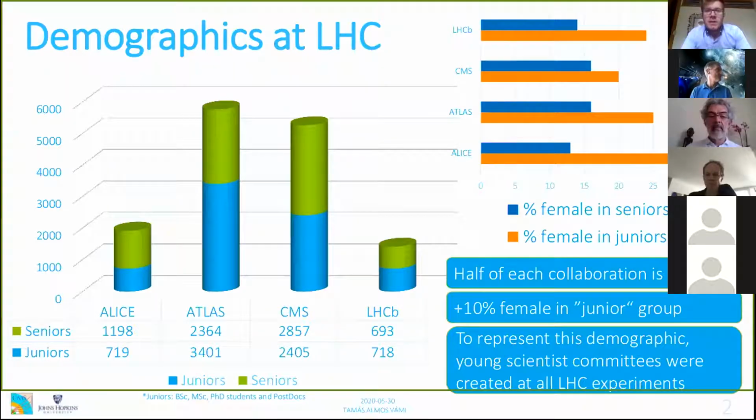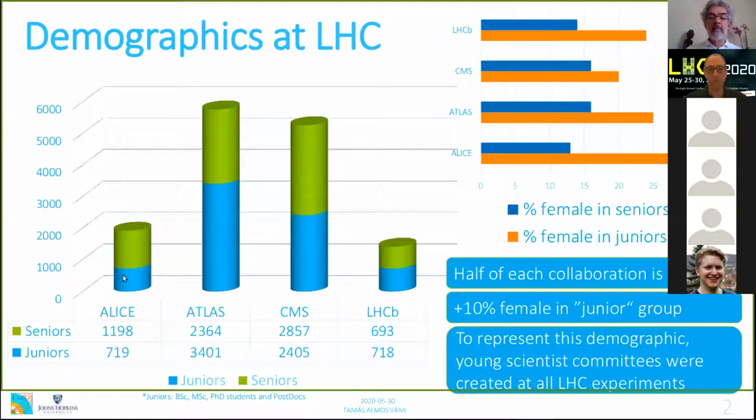As an introduction, let me show you two plots with the demographics at LHC. On the left plot, we see each collaboration at LHC in a different column, and the colors mean that with the blue, we denote the number of people who are in the junior category. So junior means either a BSc, a MSc, and a PhD student, and the postdocs together. And with the green, we have the seniors denoted.